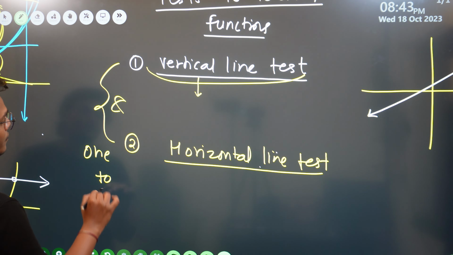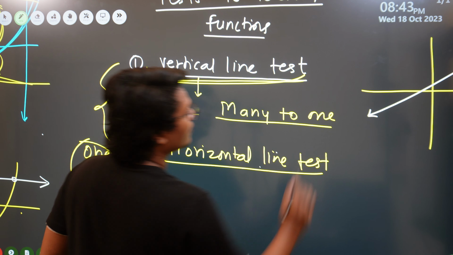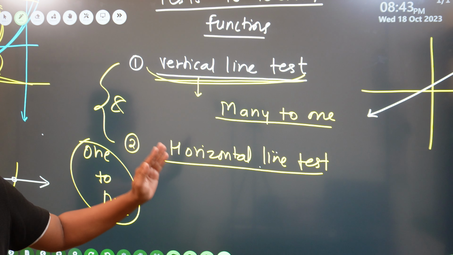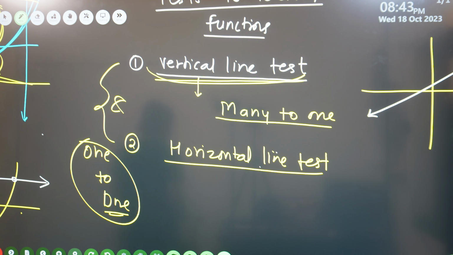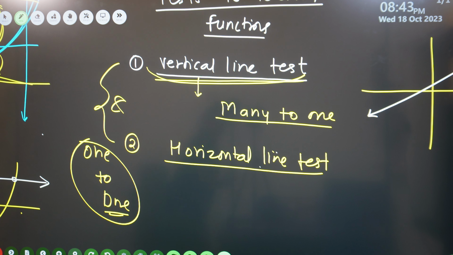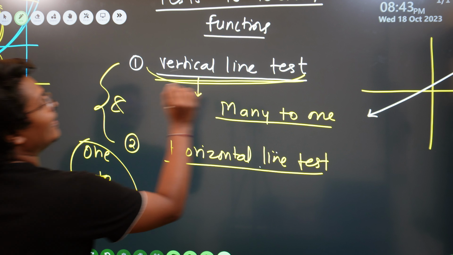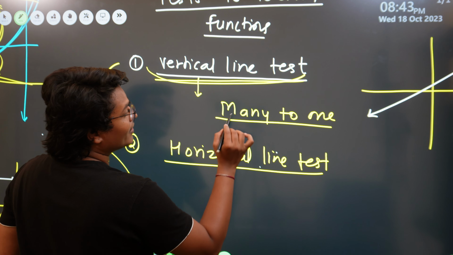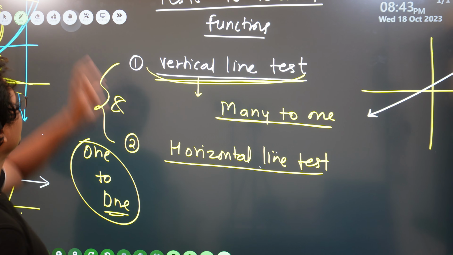If only the vertical line test is passed, that is a many to one function. Getting it? Is my point clear? Vertical passes, if only vertical, then it's many to one. Yes, if only the vertical line test is passed, that is a many to one function. Okay. Is my point clear?